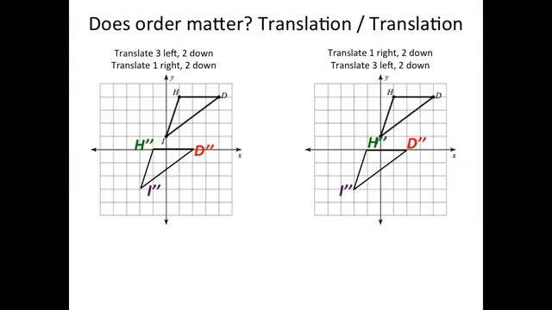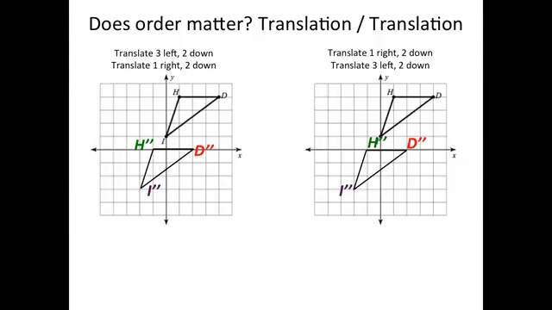And when I look at those 2 triangles, the answer is they are the same. They're in the same place. The reason for that is that these things are additive. If I'm supposed to go 2 down in the first step and 2 down in the second step, then I went 4 down in total.